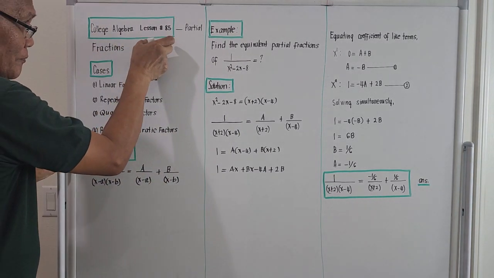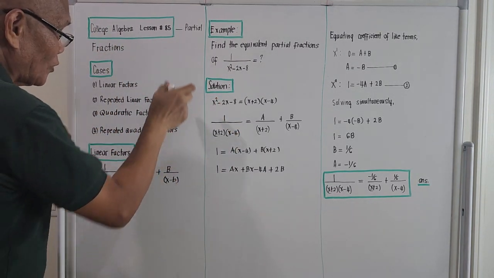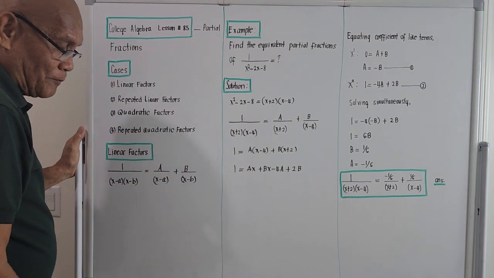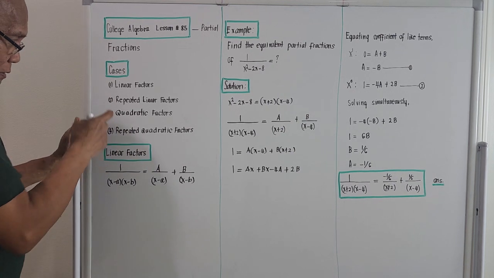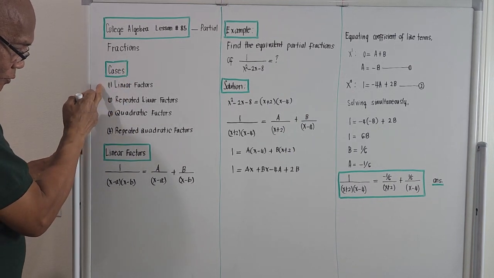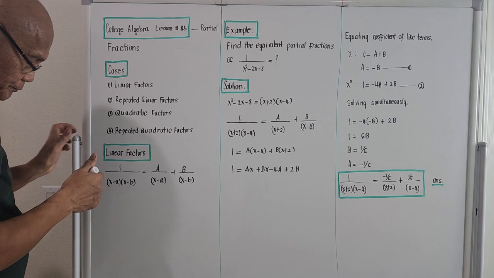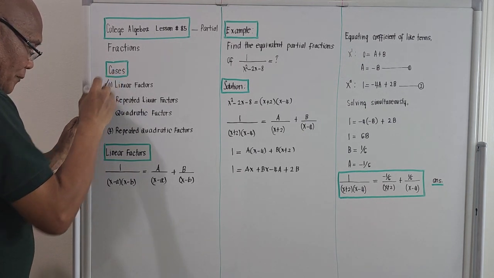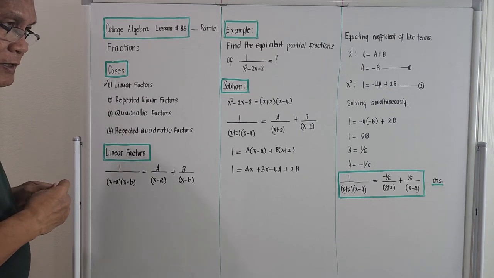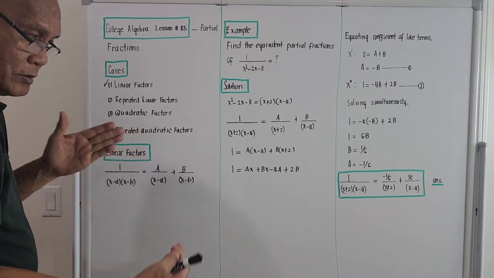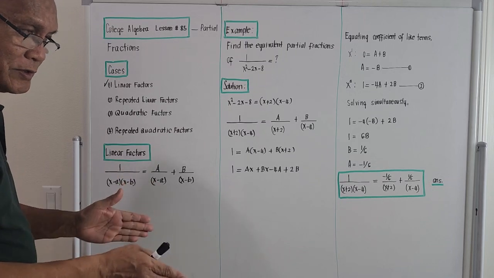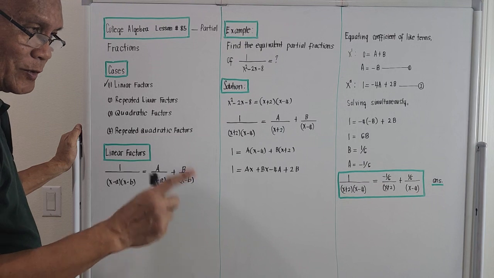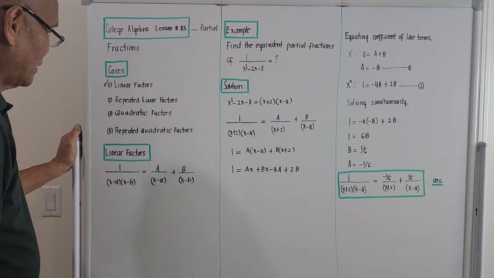College algebra lesson number 85. The title of the topic will be partial fractions. There are 4 cases of partial fractions. The cases are number 1, 2, 3, and 4. Number 1, linear factors, meaning the given denominator of the fraction contains linear factors. Linear meaning the highest power is just 1, so it's linear, right?